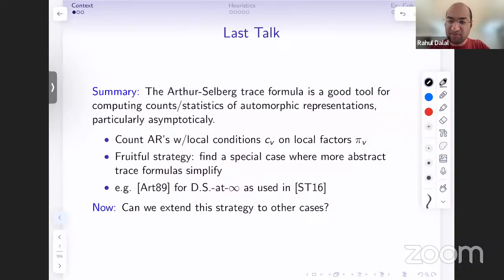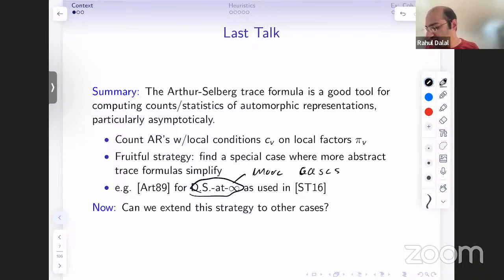So in this talk, we're going to try to see how you can use more modern trace formula techniques that have been developed over the last 10 or 20 years to extend this strategy. And instead of just discrete series at infinity, we can look at other cases. So that's what we're going to talk about today.